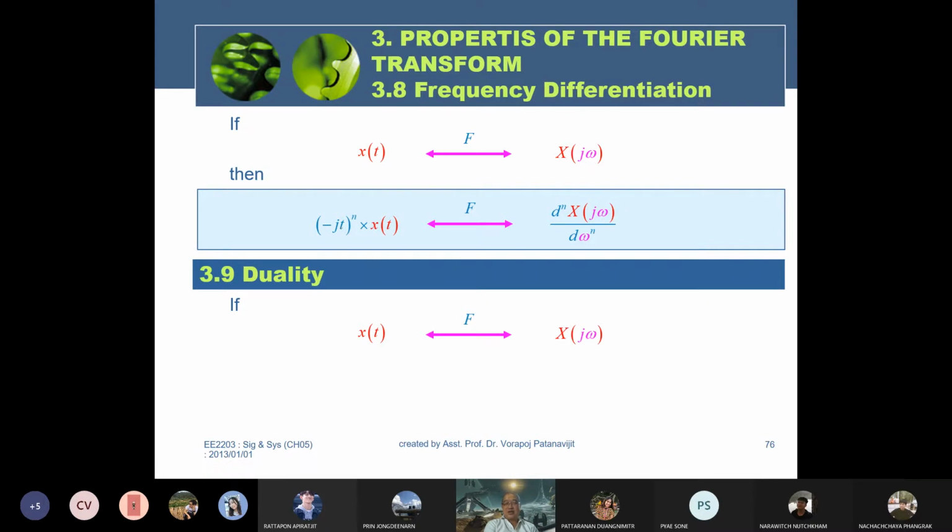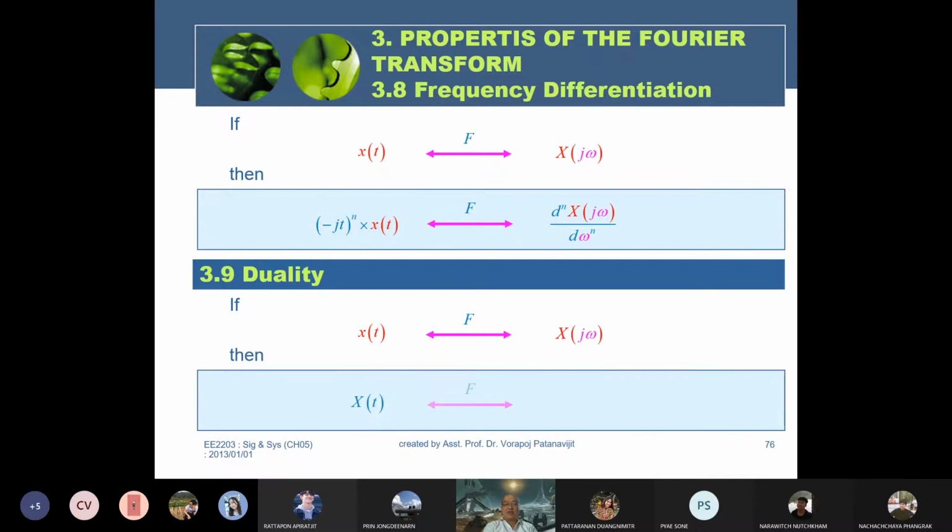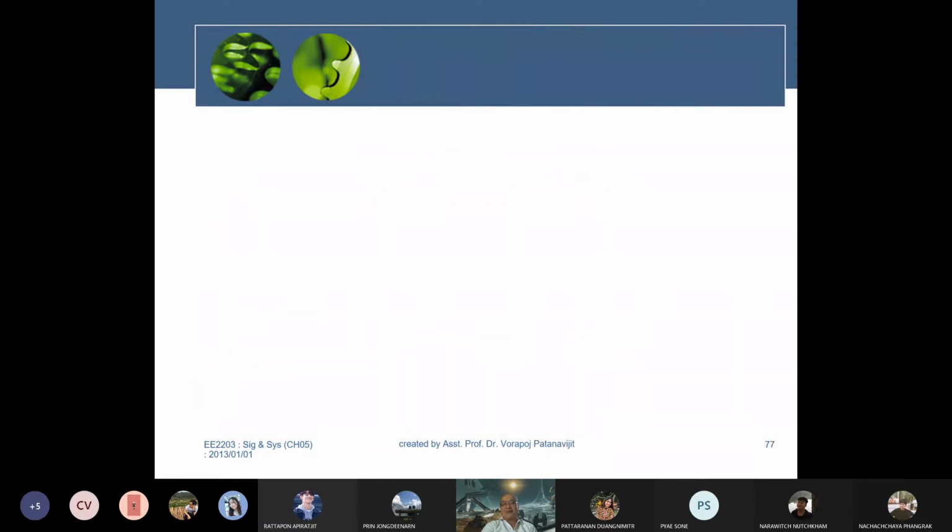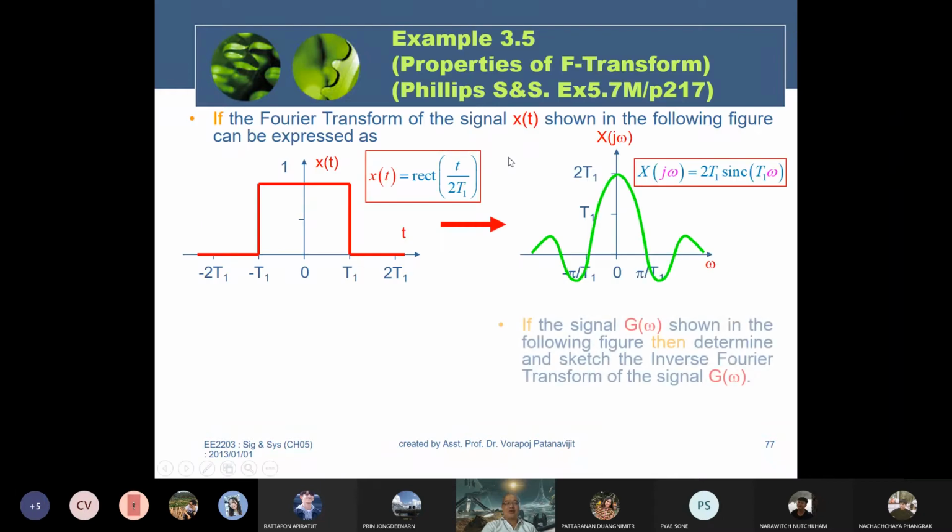If you differentiate them 2 times, you multiply by minus jt to the power 2, and so on. The last one is the duality. If you know x(t) has the Fourier transform X(jω), then the inverse Fourier transform of a transform in the same shape will be a similar form of x(t), but with something a little different. Instead of x(t) you get X(minus ω), normalized by 2π. To help you understand, we will show it here.